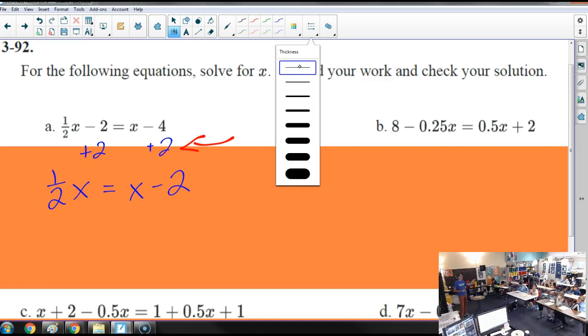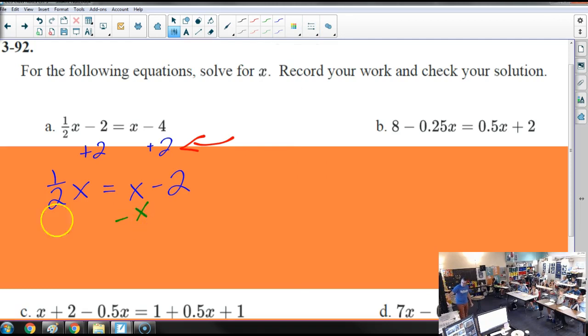So, yeah, we have to subtract the x because we have to group our like terms together. So to get this x to group over there, we need to subtract an x. If I have half of an x and I take an x away, negative half x equals -2.